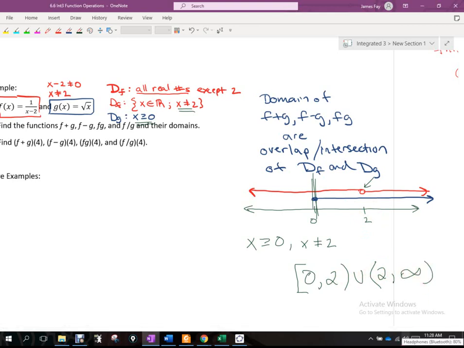And basically all that means is that my domain, and they're going to ask you to answer this in a little bit more of a cleaner, easier way in MathXL. But basically it's saying that the domain of all of these functions that we end up coming up with here in a little bit, the only x values you're allowed to use in plugging in will be 0 to 2. You can include 0, but you're not allowed to use 2. And then everything bigger than 2. Does that make sense? Okay.